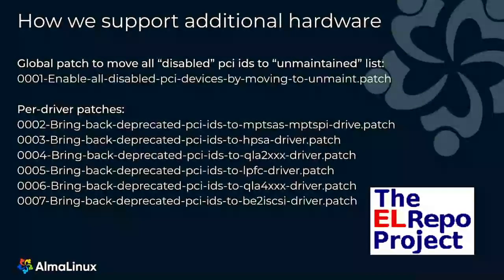Inside Red Hat kernel, there are two maintained lists of PCI IDs. One of them is disabled PCI IDs and another is unmaintained. First of all, we need to move all the disabled PCI IDs to the unmaintained list to unblock them. In this case, it will work. You will get a notification in your kernel logs that this driver is not maintained, but it will work at least.